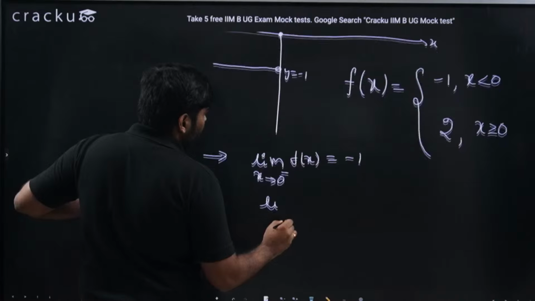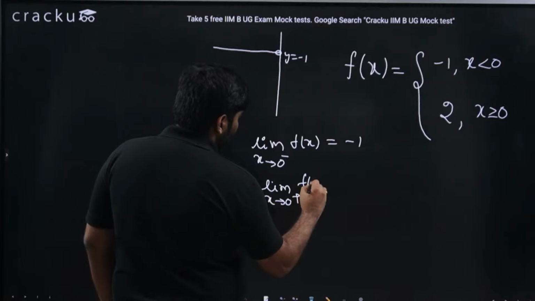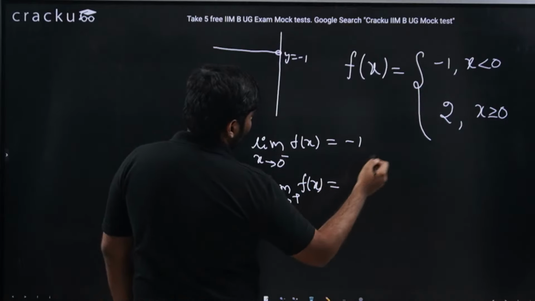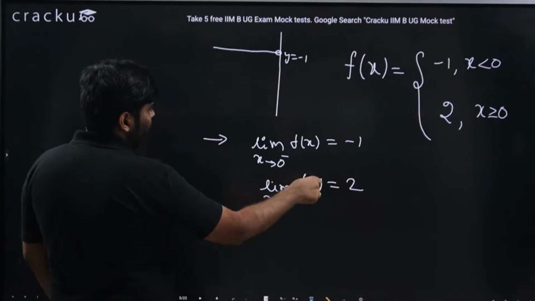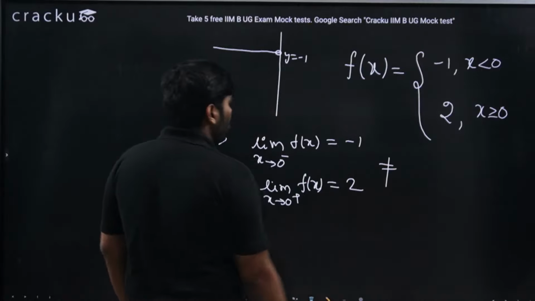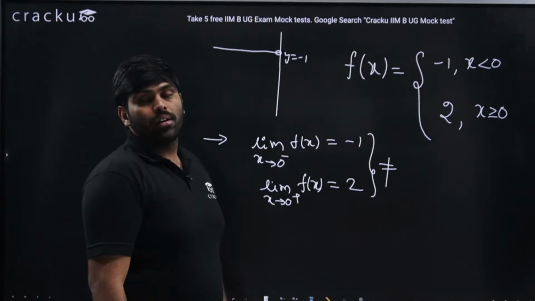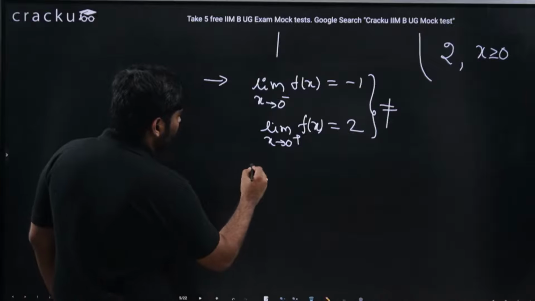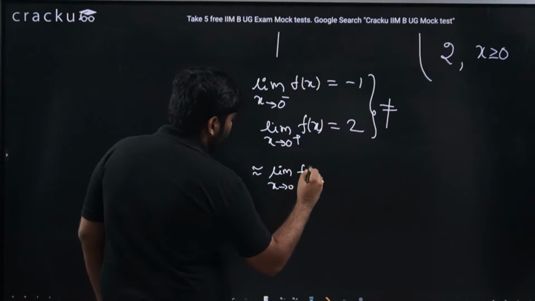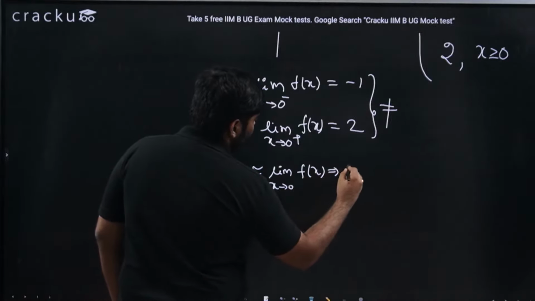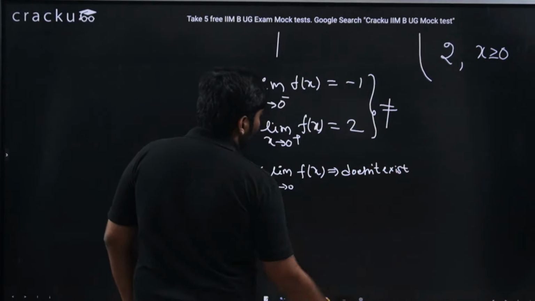Similarly, if you check for limit x tends to 0 plus f of x, this turns out to be 2, because for any value greater than 0, the defined function is 2. So basically, these both are not equal. If these both are not equal, then the limit does not exist at that point. So from this we could say that limit x tends to 0 f of x does not exist. They are not equal.